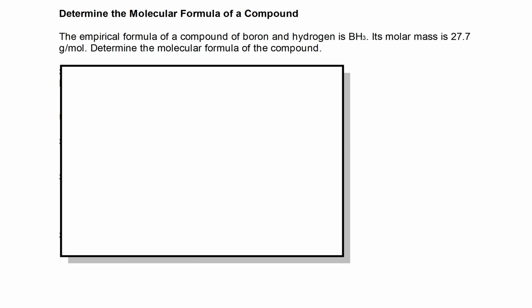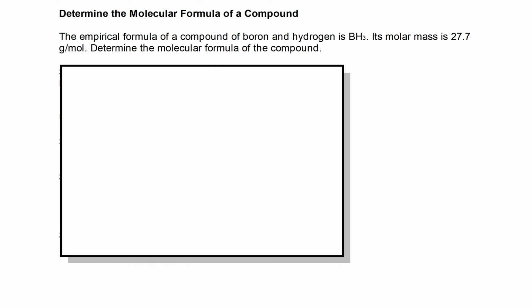Alright, determine the molecular formula of a compound. Now, we've done this back a while, like third quarter, I think. Determine the molecular formula of a compound. The empirical formula of a compound of boron and hydrogen is BH3. Now remember, that's the reduced form of it. Its molar mass is 27.7 grams per mole. Determine the molecular formula of the compound.